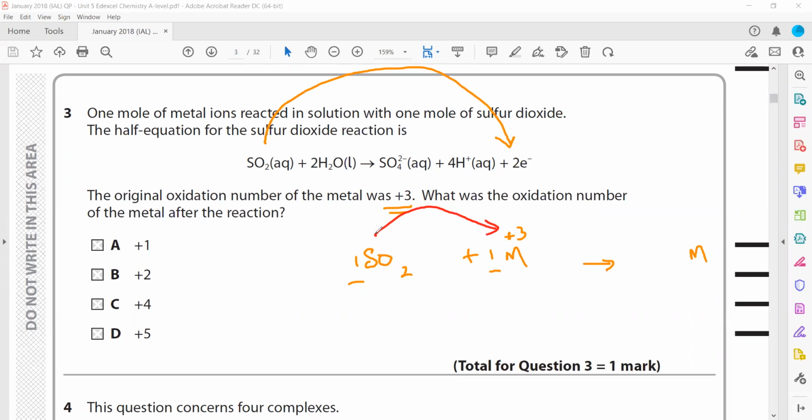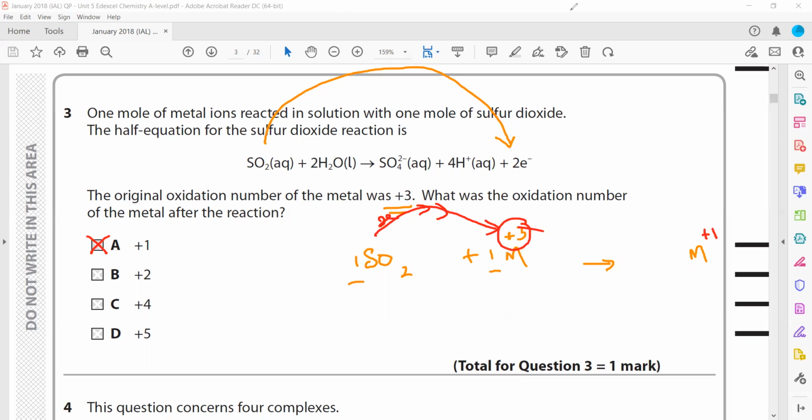So how many electrons is sulfur dioxide losing? It's losing 2. So how many electrons should the metal gain? The metal should gain 2. So if the metal already has a +3 charge and it gained 2 electrons, what will be the final oxidation number of the metal? That will be +1. So A will be the right answer.